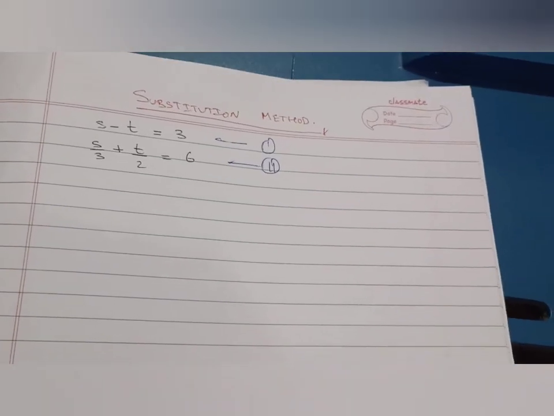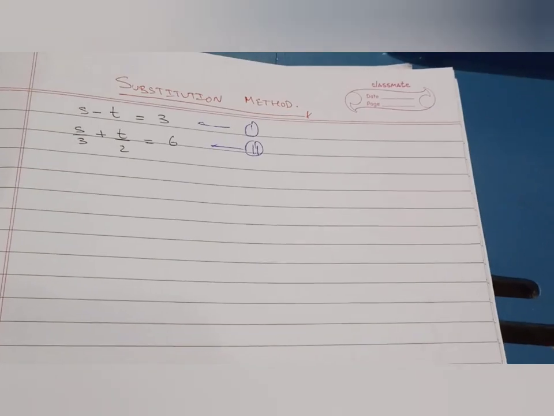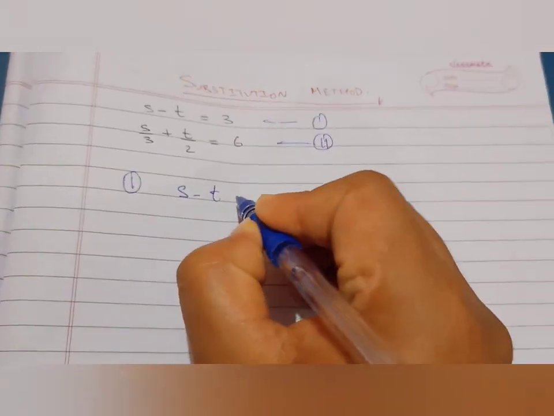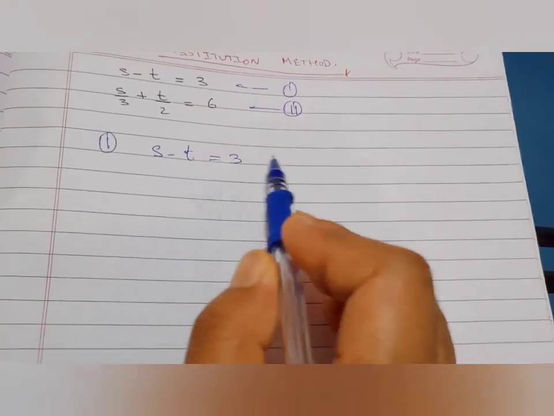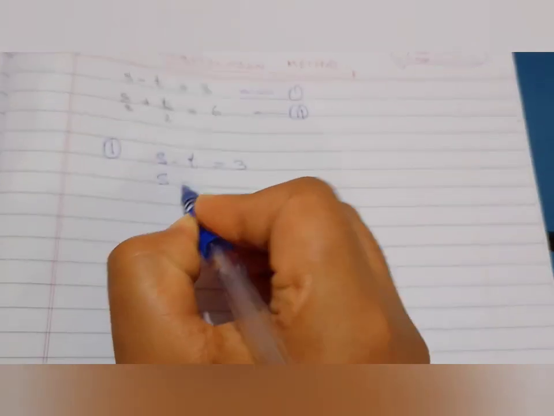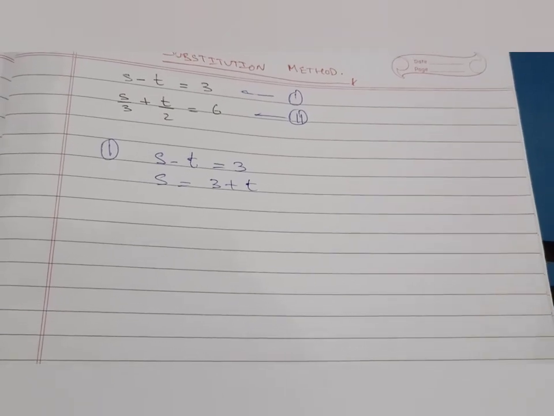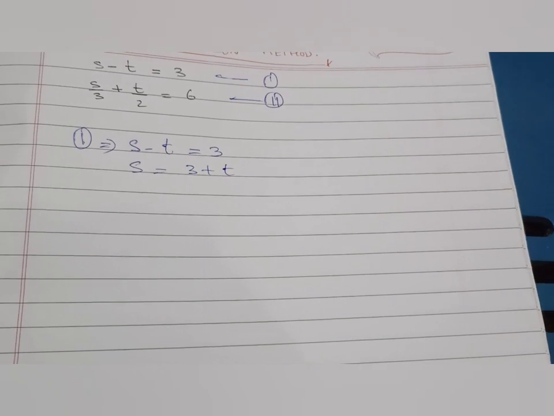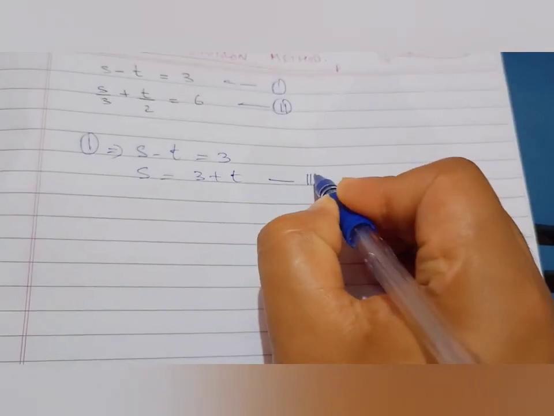From the given pair of equations, it's quite easy to figure out that equation 1 is easier to manipulate here. So let's manipulate equation 1 and express one variable in terms of the other. Here the two variables are s and t, and we can transpose t to the other side in order to express s in terms of t. So on taking t to the other side, we'll get s equals 3 plus t. We have manipulated equation 1, which was s minus t equals 3, and established s in terms of t as s equals 3 plus t by transposing t to the other side. Now let's mark this as equation 3.